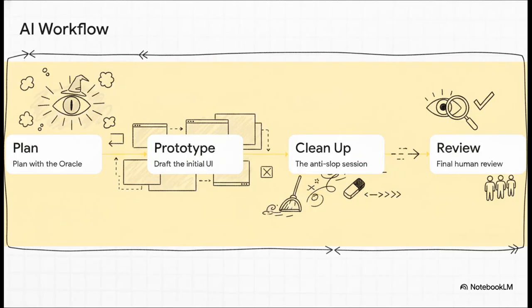Hashimoto's actual methodology for pulling this off distills down into 4 totally digestible, repeatable steps. Step 1. Plan with the Oracle. Step 2. Prototype the UI. Step 3. Clean up the slop. And Step 4. Human review. We are going to walk through exactly how he executed this loop to build that update feature from scratch.